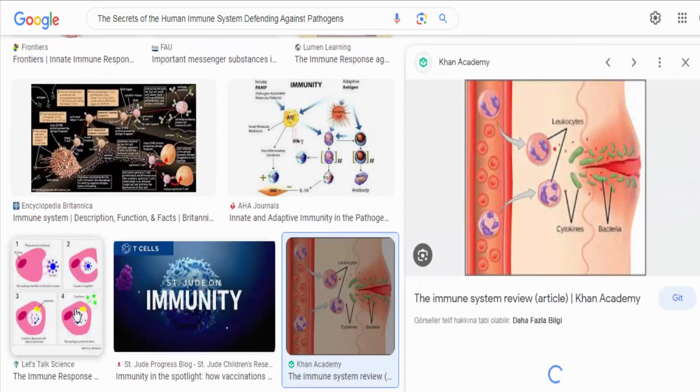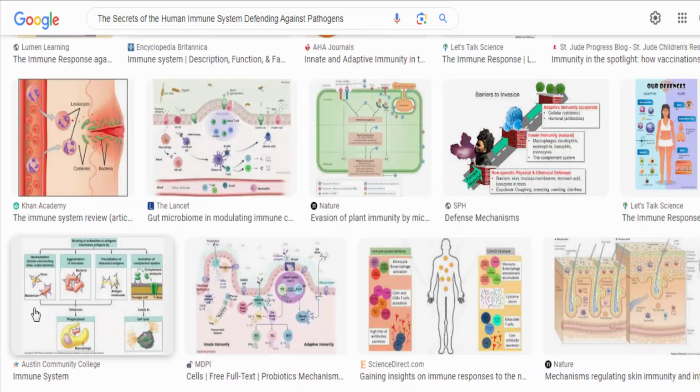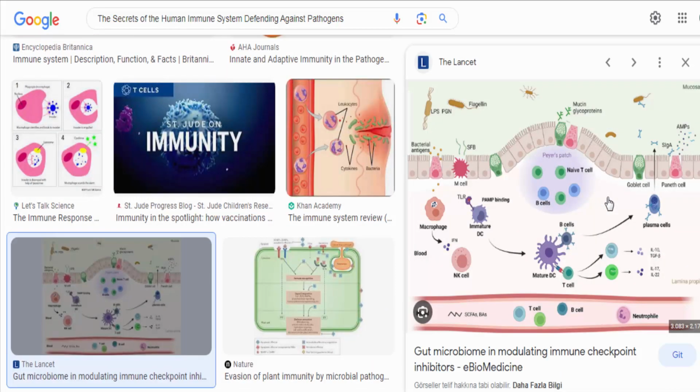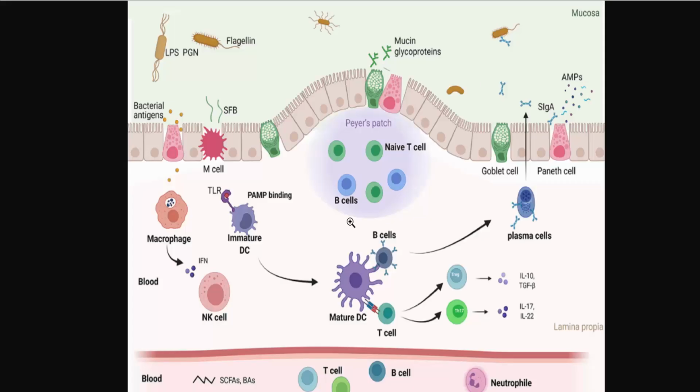Adaptive immune system. The adaptive immune system is a highly specialized defense mechanism that develops throughout life. It provides pathogen-specific responses and immunological memory. Key components of the adaptive immune system include: A. Lymphocytes. Lymphocytes, including B cells and T cells, are the primary cells of the adaptive immune system.